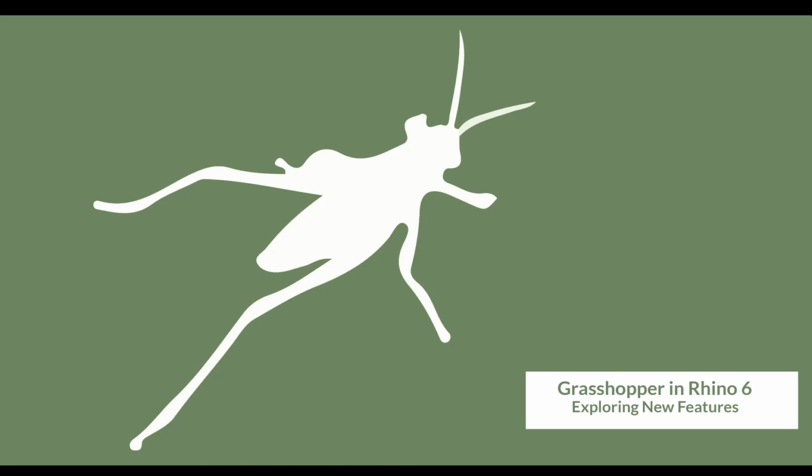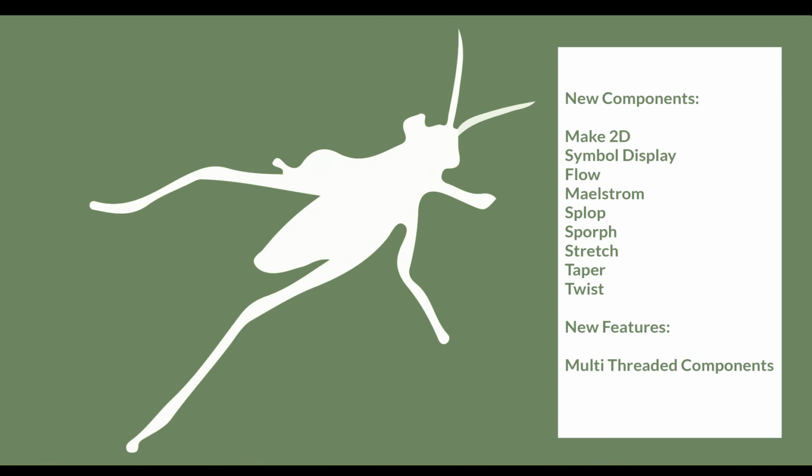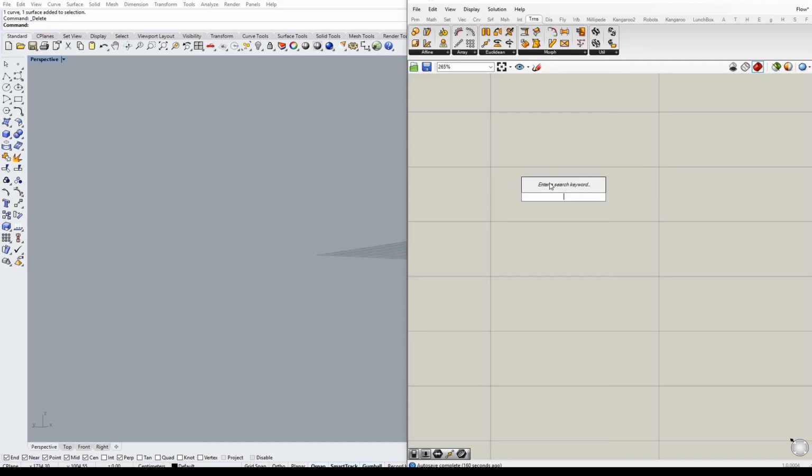Hi and welcome to our video series in which we are looking at the new features of Grasshopper within the new and shipping version of Rhino 6. You will see a list of the features we are going to explore here. And in this short video, we are going to look at stretch, which we can get by typing stretch.